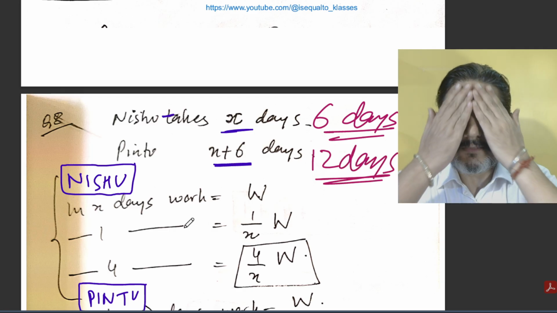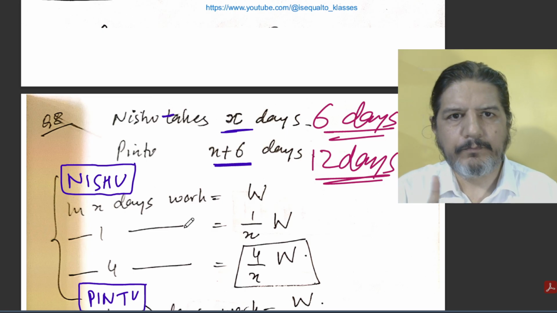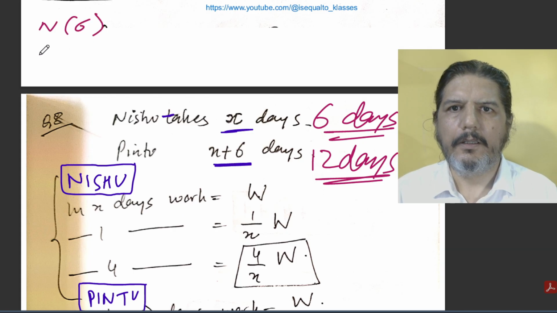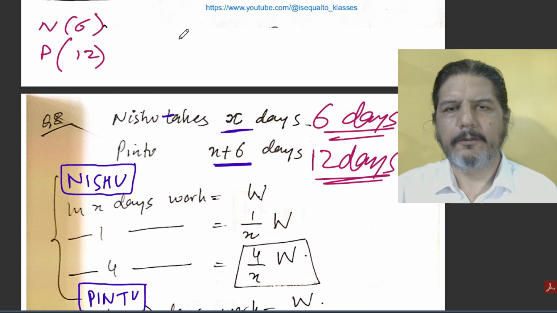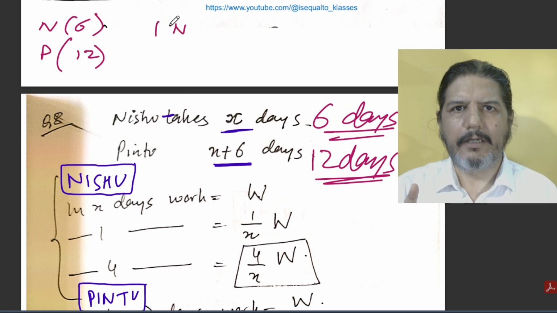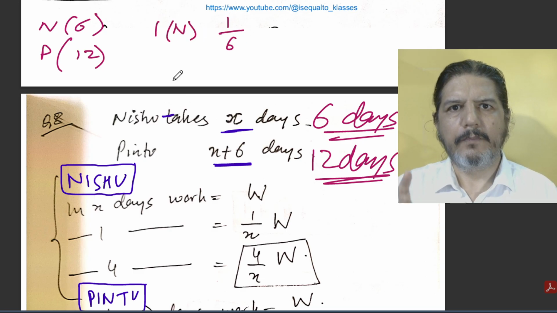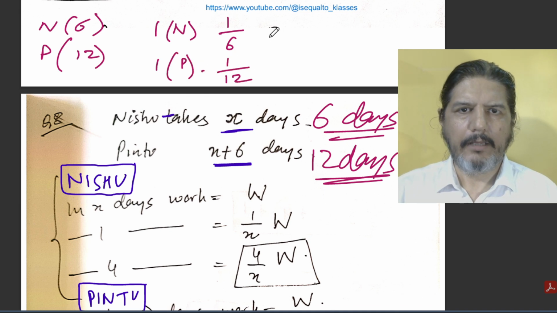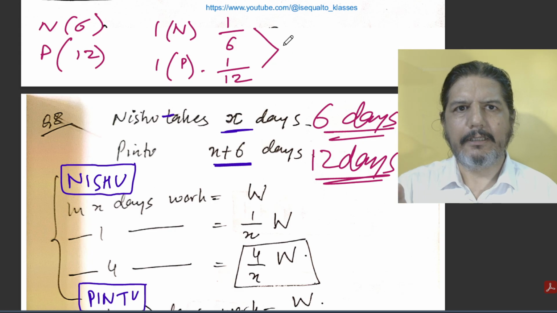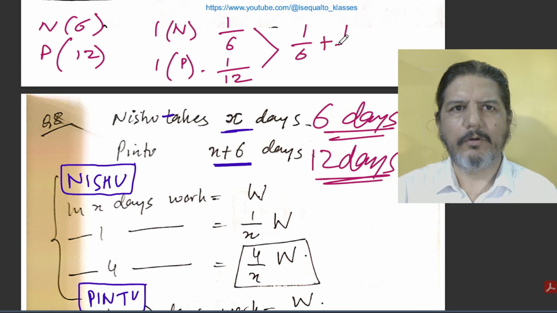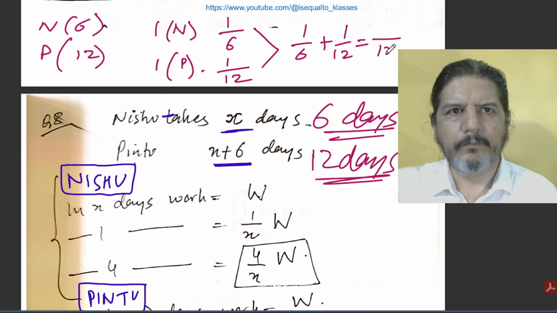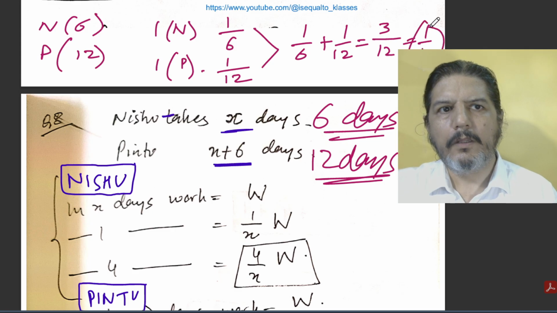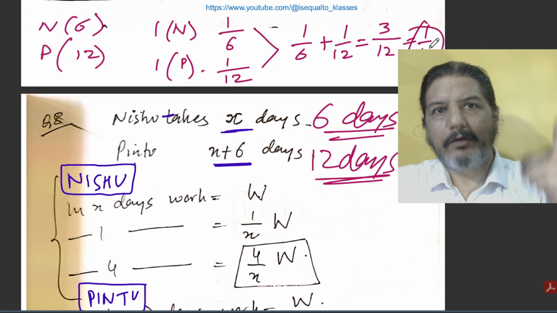Now, if you want to check the answer, what you need to understand is that Nishu takes 6 days to complete the work. Pintu takes 12 days to complete the work. In one day, Nishu will complete 1/6 of the work. In one day, Pintu will complete 1/12 of the work. When they are working together, in one day, they will have completed 1/6 plus 1/12. This will be 2 plus 1 is 3, so this will be 1 upon 4. So in one day, they would have completed 1/4 of the work.